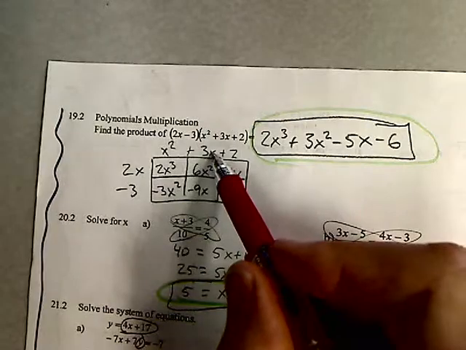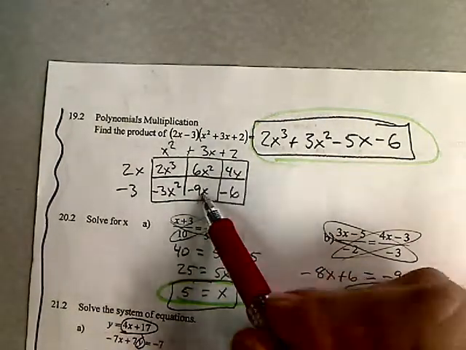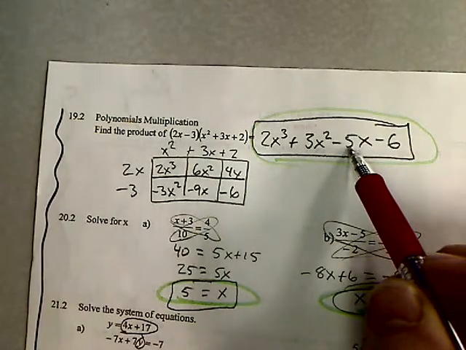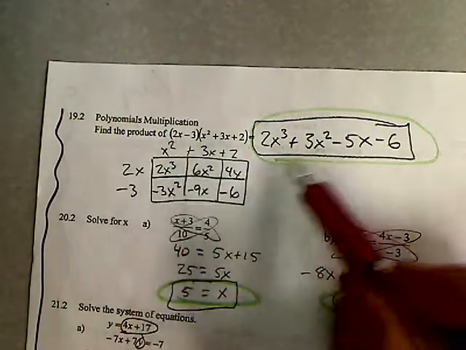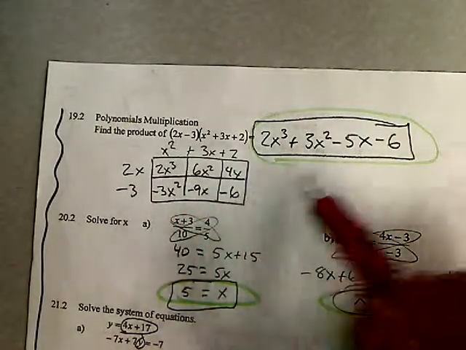So negative 3 times 3x is negative 9x. Then combine the like terms. Those two add together to be a negative 5x. Those two guys add together to be a 3x squared. And there's nothing to combine with him, nothing to combine with him.